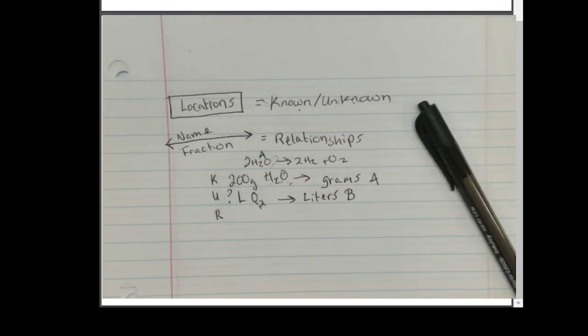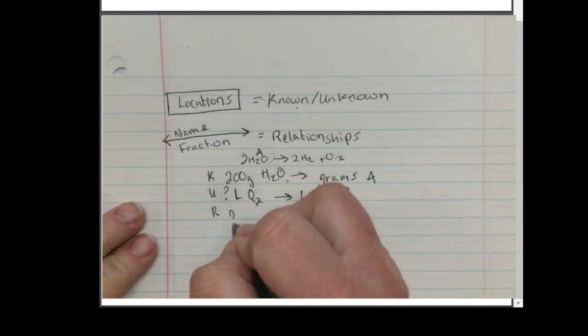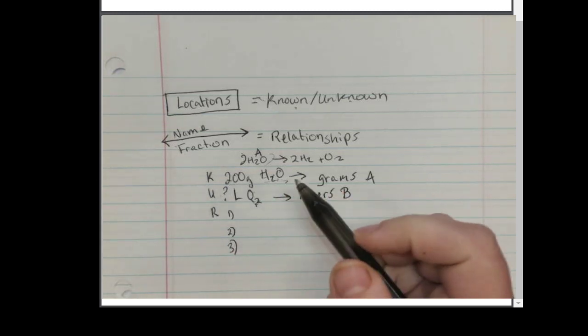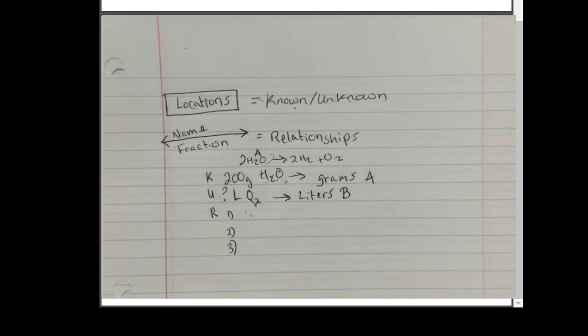Taking a look at the map, as you can see, we were starting at grams of A, according to our known, and we're going to liters of B. So grams of A to liters of B. In between these two locations, there's 1, 2, 3 double-ended arrows. That means that there's 1, 2, 3 relationships. The stoichiometry roadmap also tells us the type of relationship, so we'll refer back to that and we'll write it down.